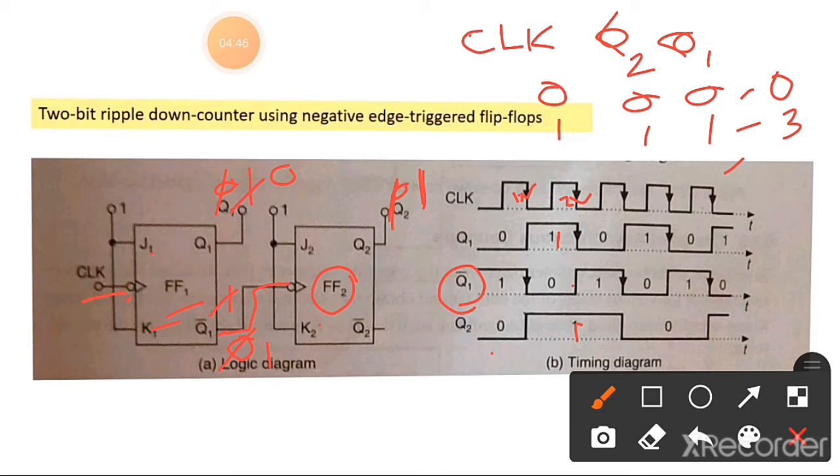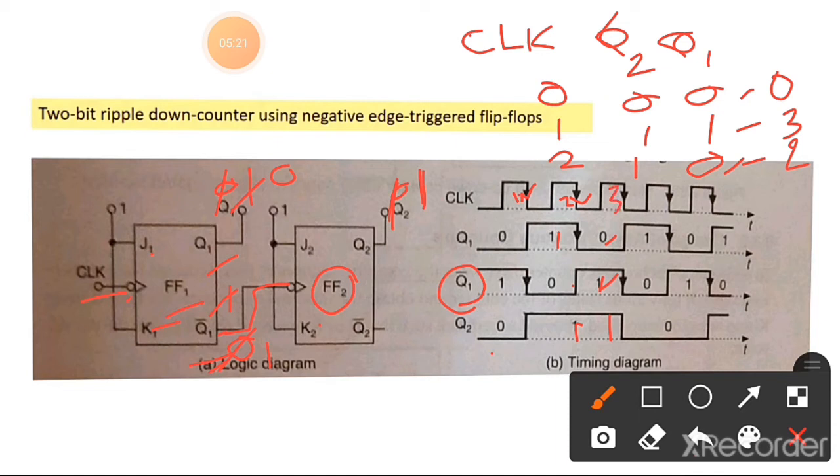So what will be the output now? Q2 becomes 1 and Q1 becomes 0 during the second clock pulse. After the second clock pulse, Q1 becomes 0, Q1 dash becomes 1, that is the complement of Q1. Q1 is 0, Q1 dash becomes 1, and Q2 remains in state 1. So it is 1 0. It indicates decimal number 2.